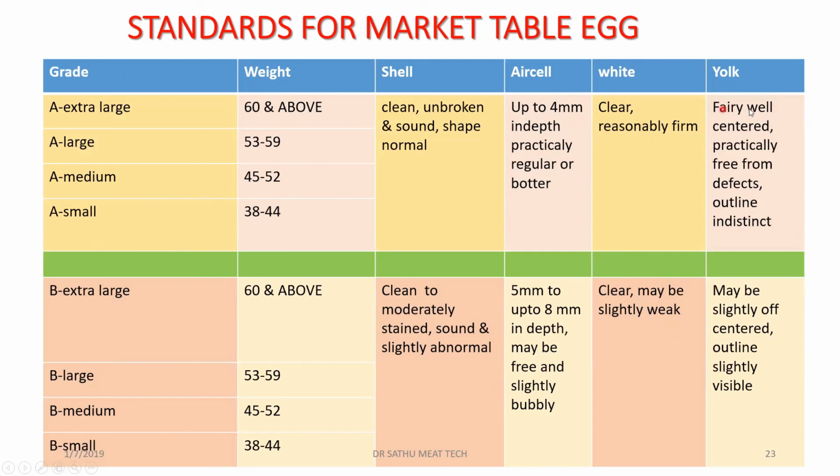Yolk fairly well centered, round in shape. All these things come under the A category. In the B category, it may be slightly off center, because as the age increases, the chalaza will also become thin, and the yolk will not be held in the proper position. The outline becomes slightly visible. That we already saw. If it is very distinct, then we can classify it under the B category.